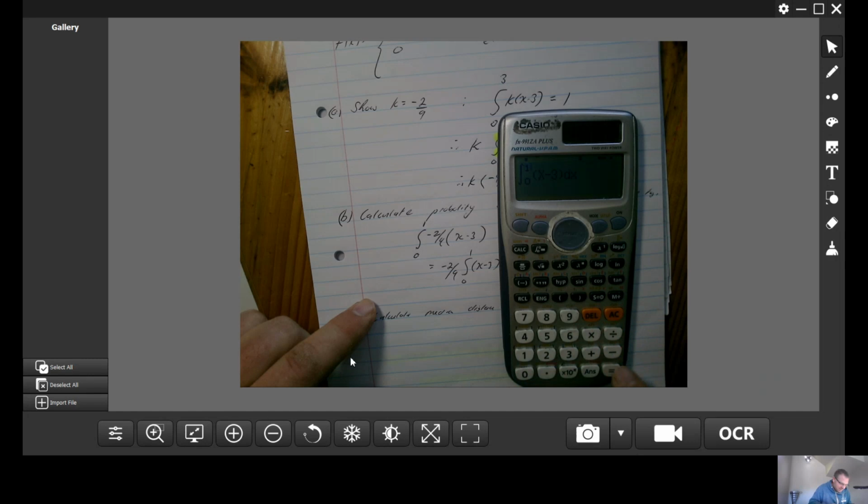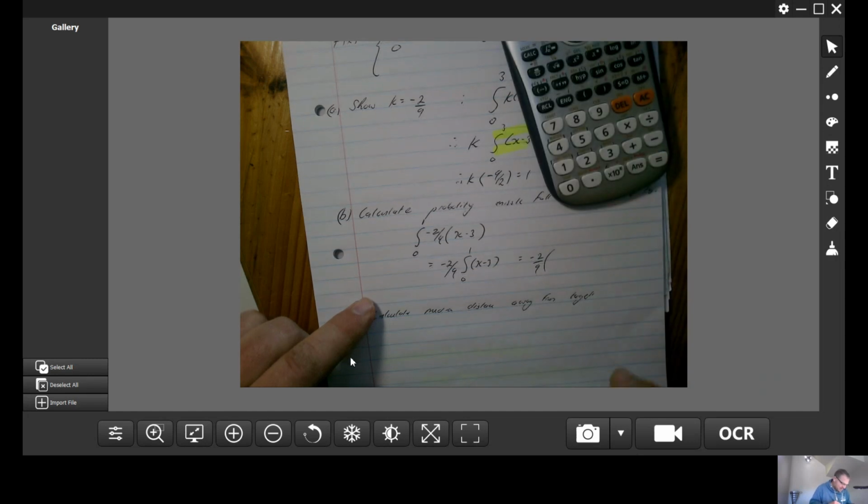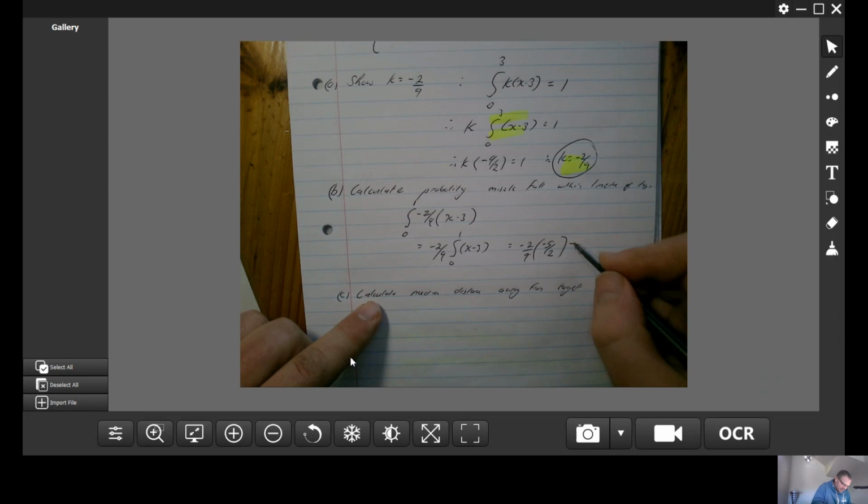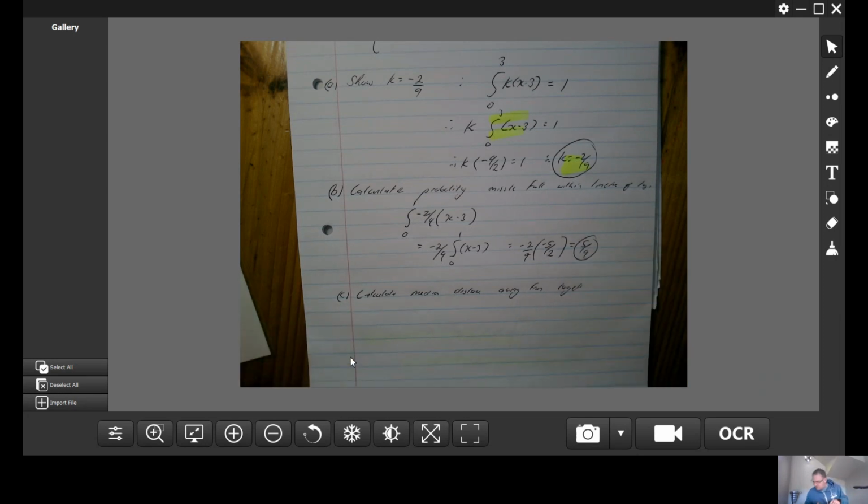So the integral between 0 and 1 of x minus 3 is negative 5 over 2. Okay, that's fine. I panicked because I thought, how can I get a negative answer? But I can't, because I've got to times it by negative 2 over 9. So the 2's cancel and you're left with an answer of 5 over 9. So there's a 5 and 9. It's quite a good missile. Over 50% chance that the missile will fall within 1 meter of its target.